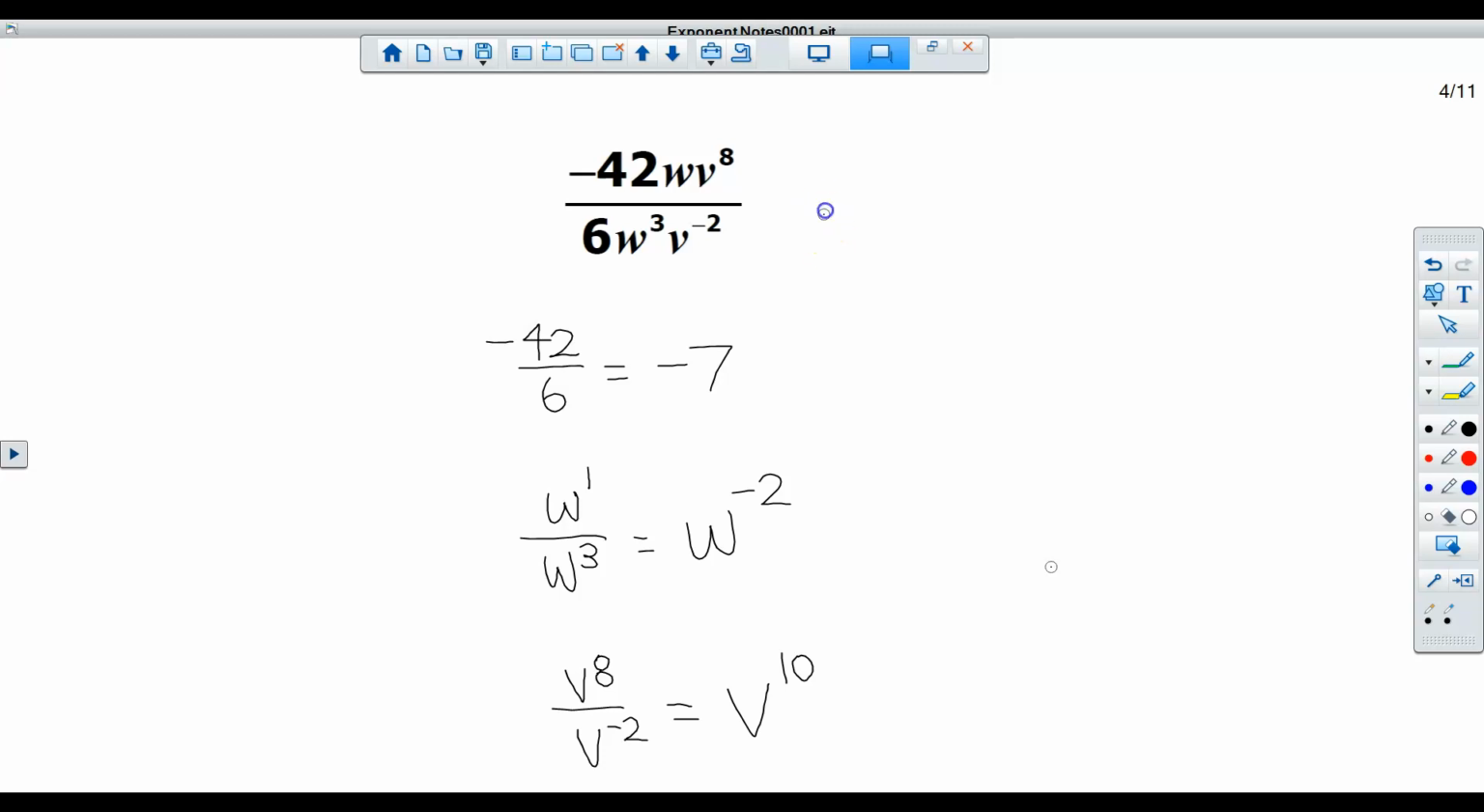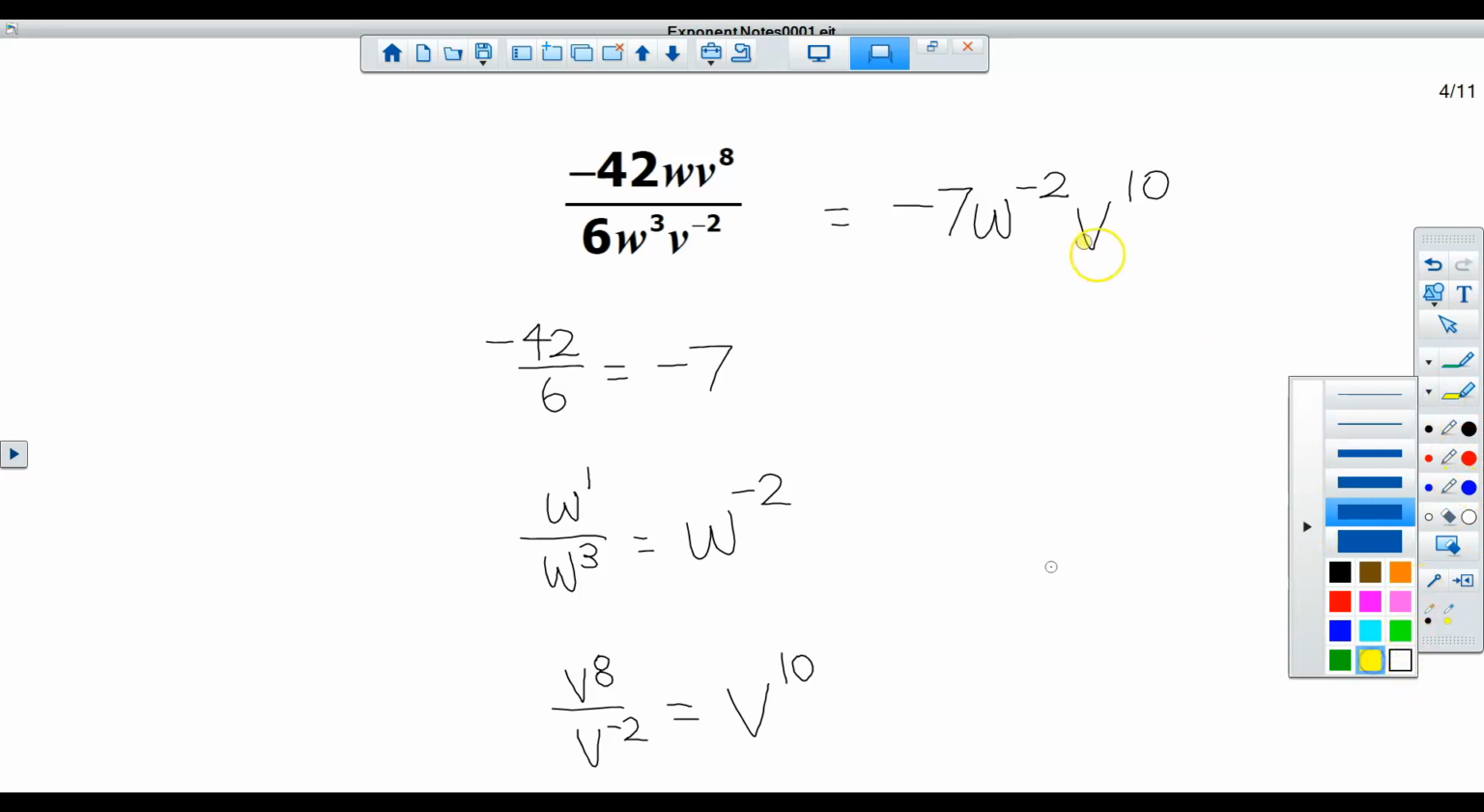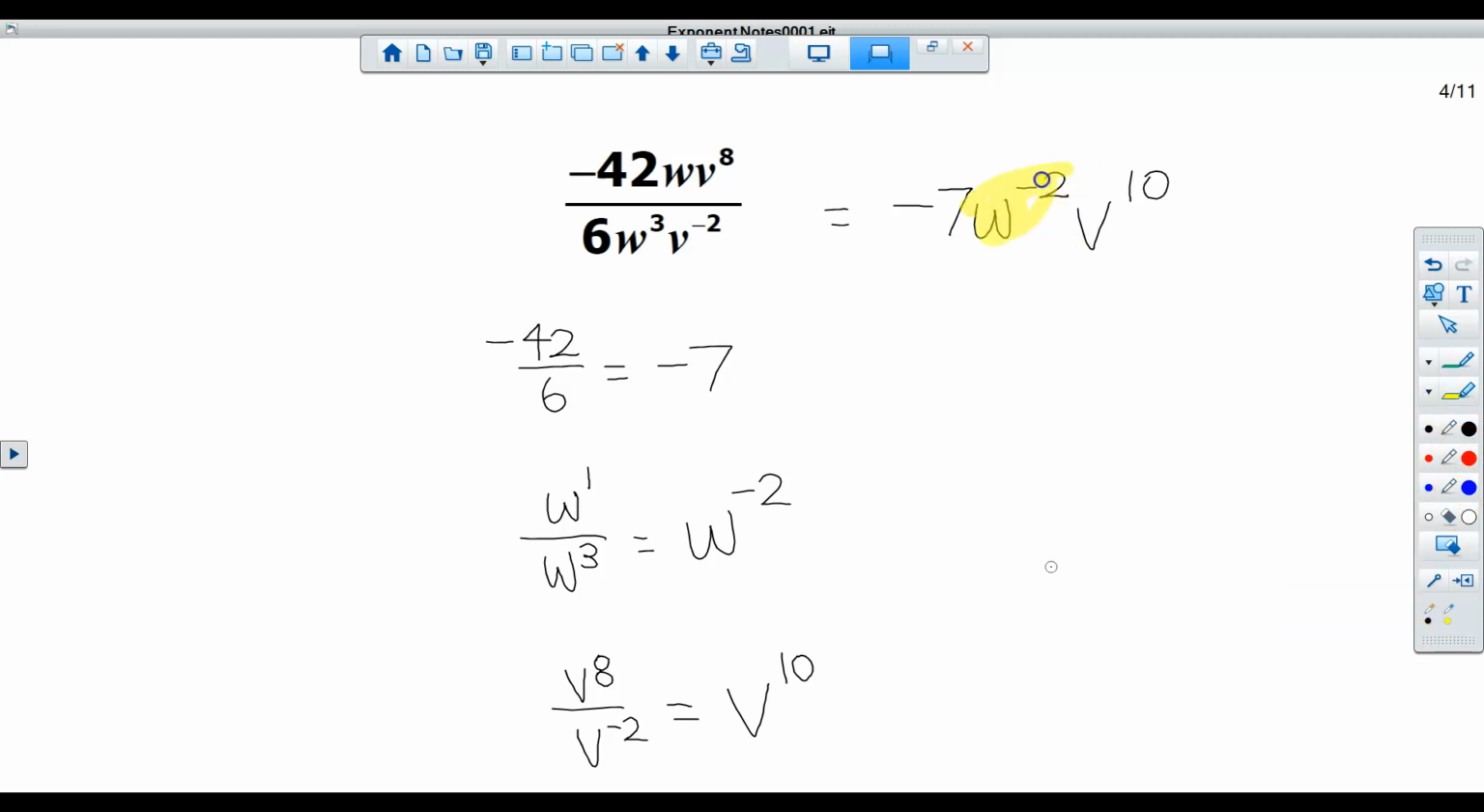So for this division problem, we're going to end up with negative 7, w to the negative 2, v to the 10th. Now, can that be my final answer? This time, no. And the reason that this can't be my final answer is because of w to the negative 2 power. All right, I can't have a negative exponent in a final answer, so I know this requires a fraction bar.